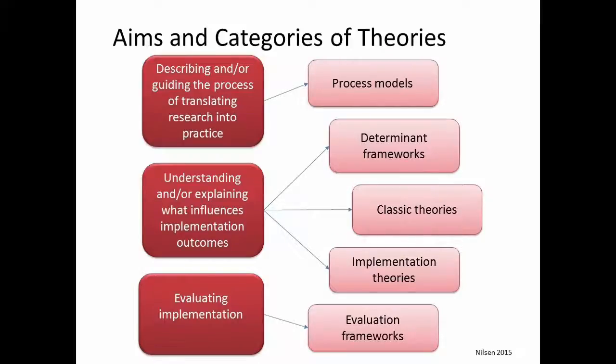And then from those three aims, there's 5 categories. So there's process models, determinant frameworks, classic theories, implementation theories, and evaluation frameworks. With the process models, it's usually a model that specifies steps or stages or phases in the process of translating research into practice to describe and guide the process. With determinant frameworks, they specify types of determinants which act as barriers and enablers that influence your implementation outcomes, and it helps to understand or explain that.